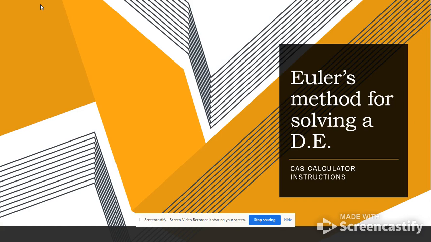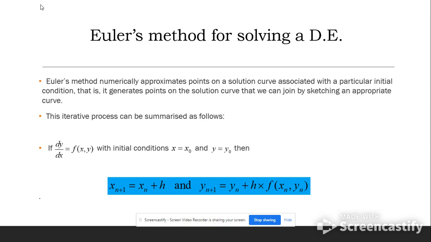Today we're going to be discussing how to use Euler's method for solving a differential equation on a CAS calculator. Just to give you a bit of background knowledge about Euler's method, it's a numerical method for approximating the solution curve associated with a particular initial condition. It generates points on the solution curve that we can join by sketching an approximate curve. It is an iterative process and it can be summarized as follows.